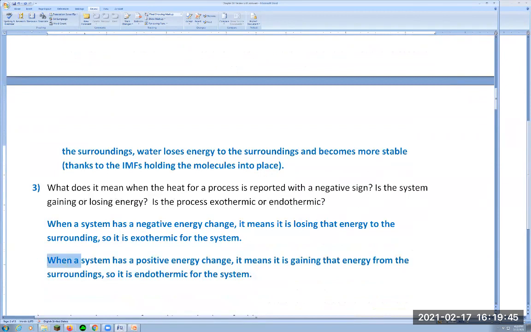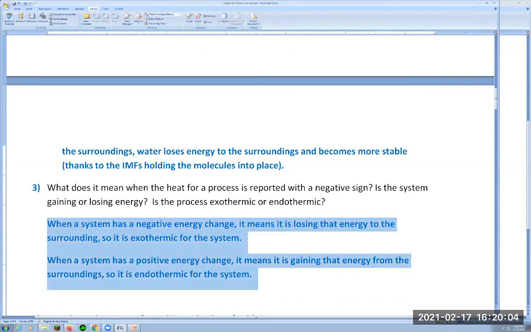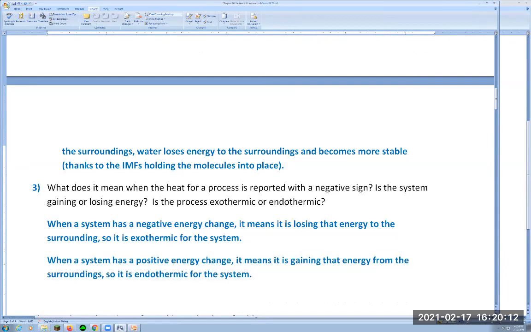And when the system has a positive energy change, that means it is gaining that energy from the surroundings. And so it will be an endothermic process for the system, right? Because it gains that energy from the surroundings. So this seems like detail, but it is important to remember that, especially in Sapling, at some point there will be a question where you will be expected to remember that you need a negative sign for your energy change value when it's an exothermic system, exothermic process.